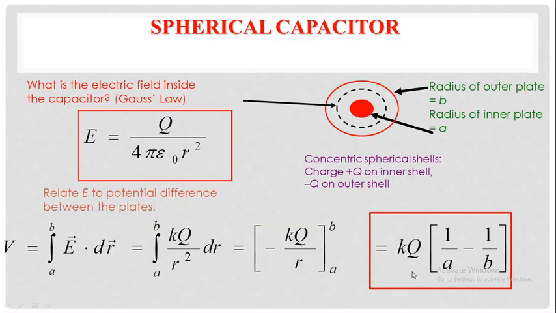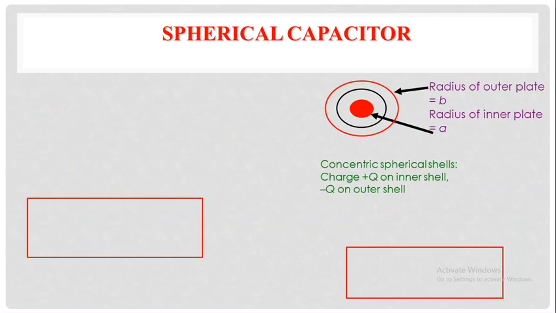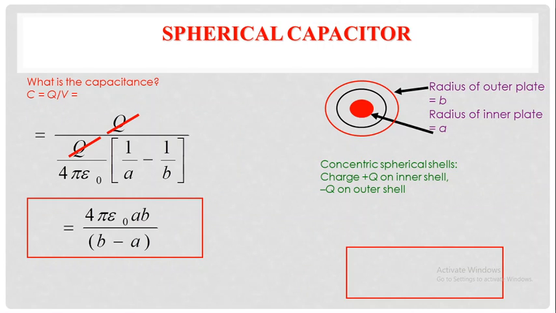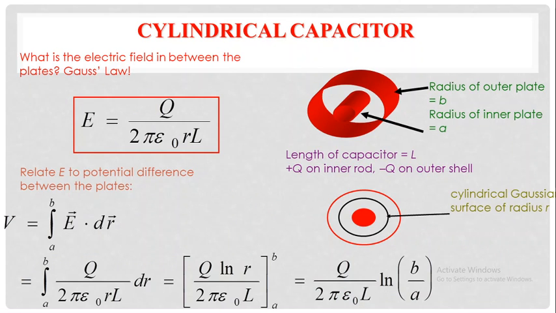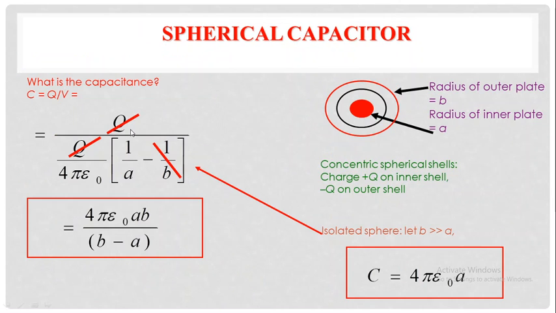In the previous section, we found the derivation of capacitance for the parallel plate. Now in the spherical case, Q gets cancelled, so we obtain C equal to 4 pi epsilon naught AB upon B minus A, because we know that C is equal to Q upon V.